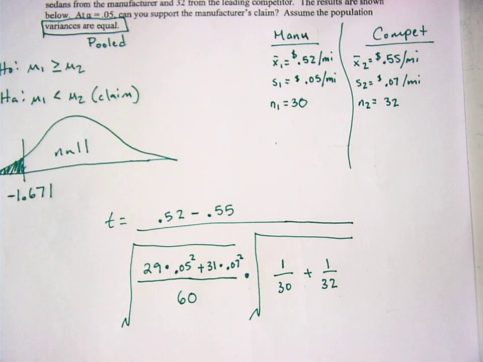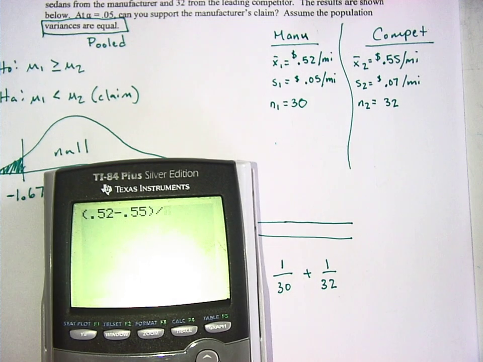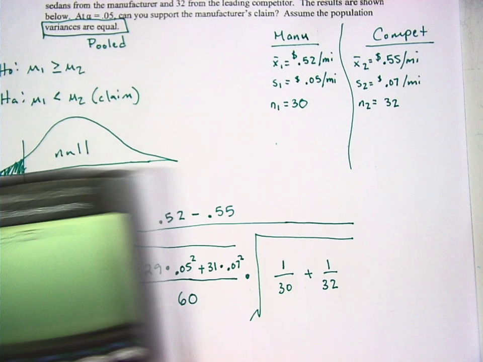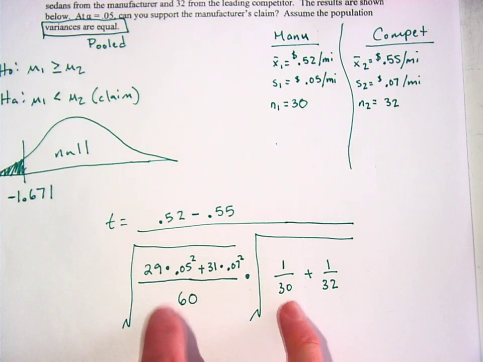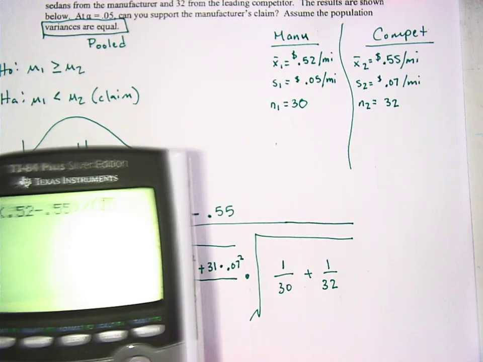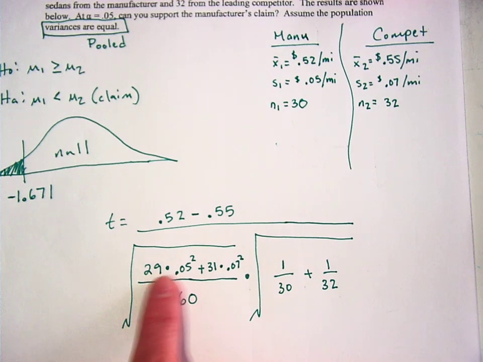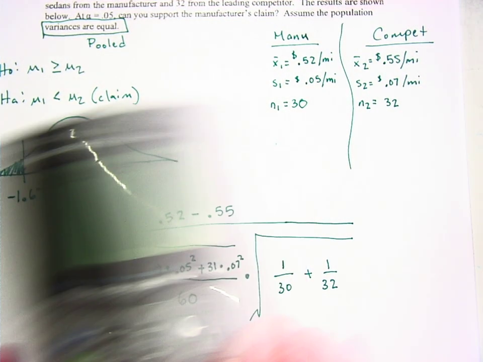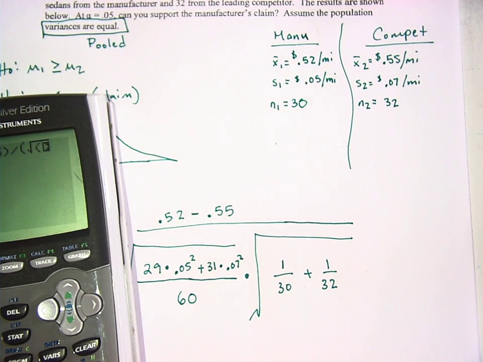Here we go. On the top, parentheses, 0.52 minus 0.55, divided by parentheses first, because I don't want it just divided by the square root. I want it divided by both square roots. So now I'm going to hit a second square root. Let's see if this works out by itself. Nope. So the top is in parentheses: 29 times 0.05 squared plus 31 times 0.07 squared, parentheses, divided by 60.